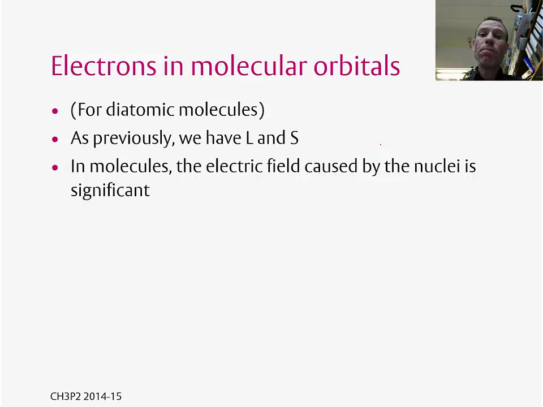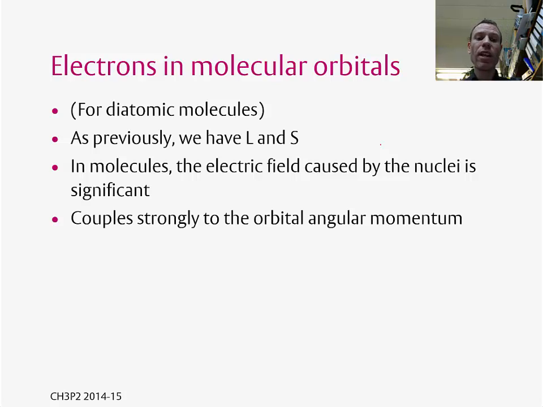But once you go from atoms to molecules, we've got two nuclei, and these two nuclei are going to generate a significant electric field within the molecule, which is going to affect how the electrons behave. And actually this electric field caused by the two nuclei is going to dominate everything in the molecule. And this electric field couples strongly to the orbital angular momentum. So it means we can't really use L anymore.